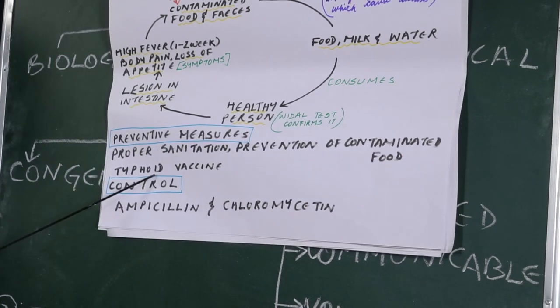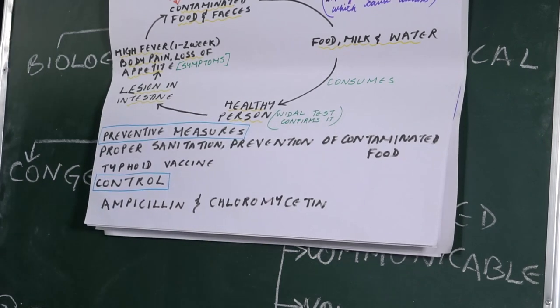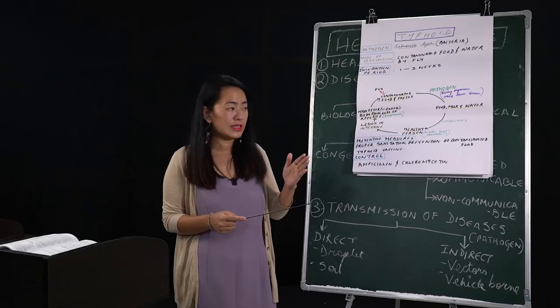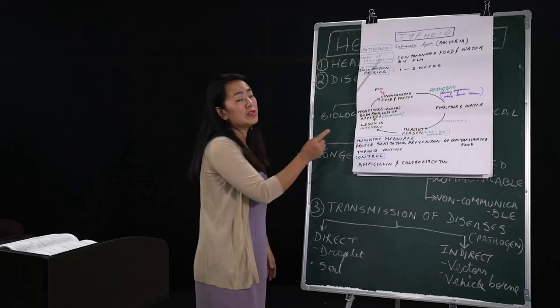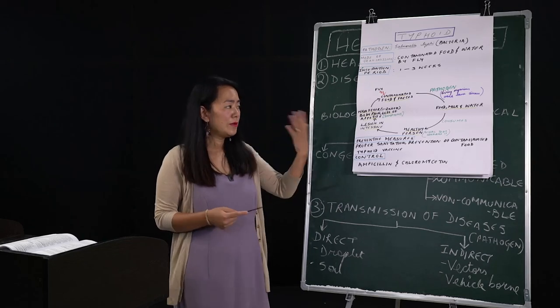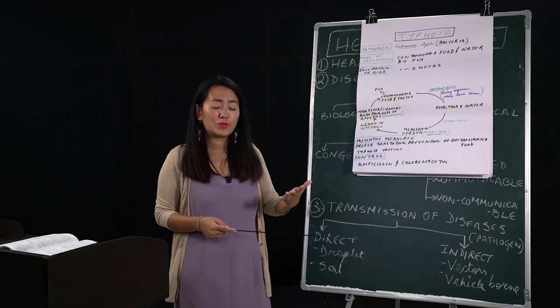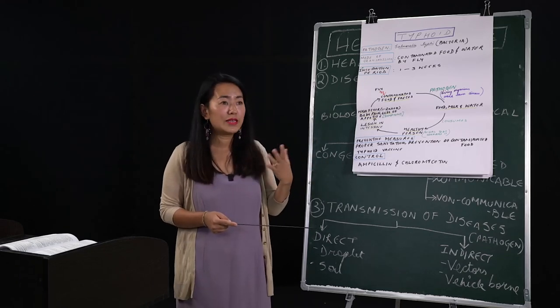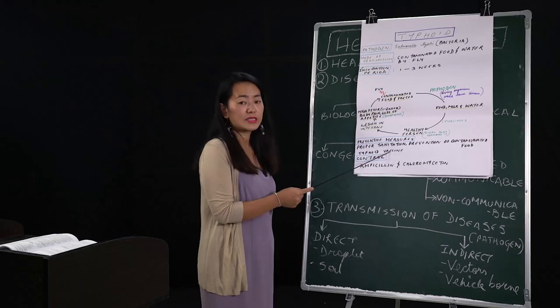Besides this, what is a preventive measure? There is a vaccine, okay? This vaccine usually lasts between 1 to 3 years. Typhoid is commonly seen in 1 to 15 years. That means kids show a lot of this typhoid problem. That's the reason why these days, when they turn 9 months, they start giving this typhoid vaccine.